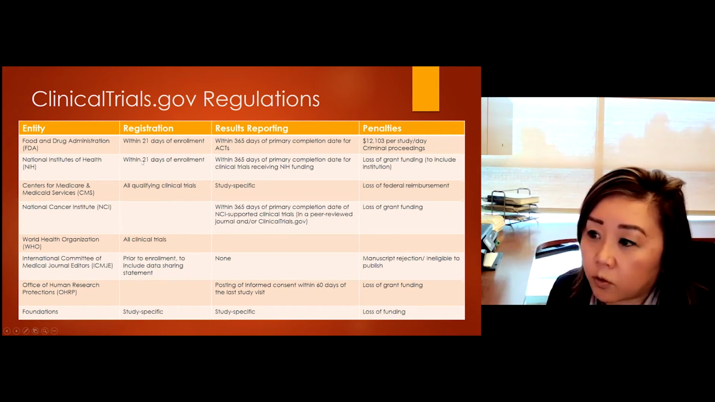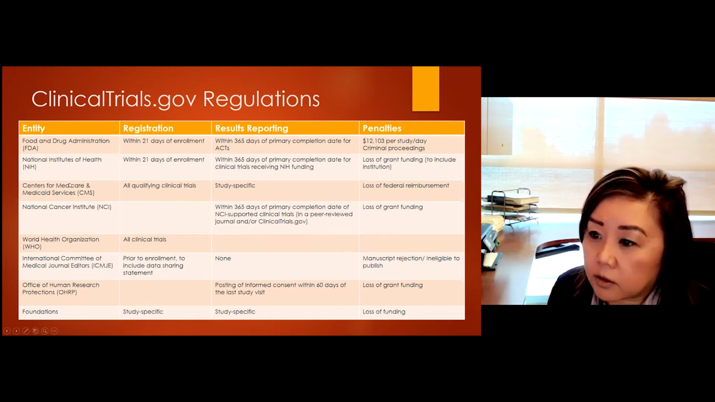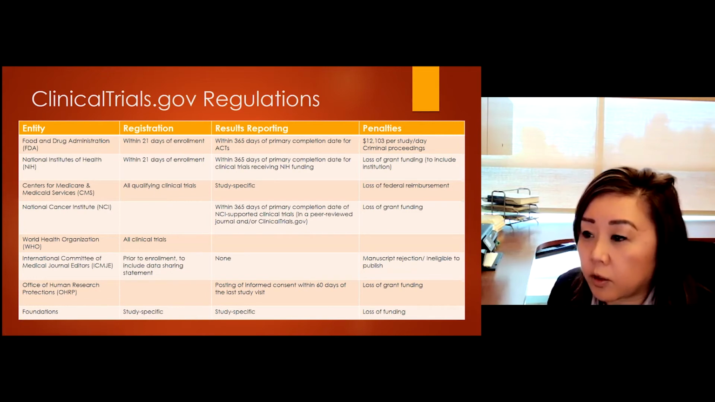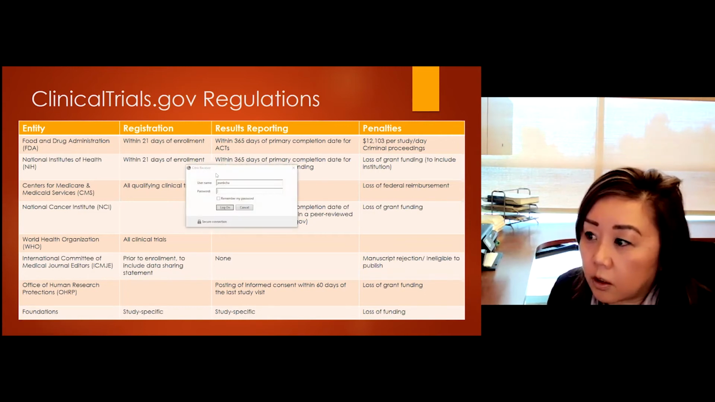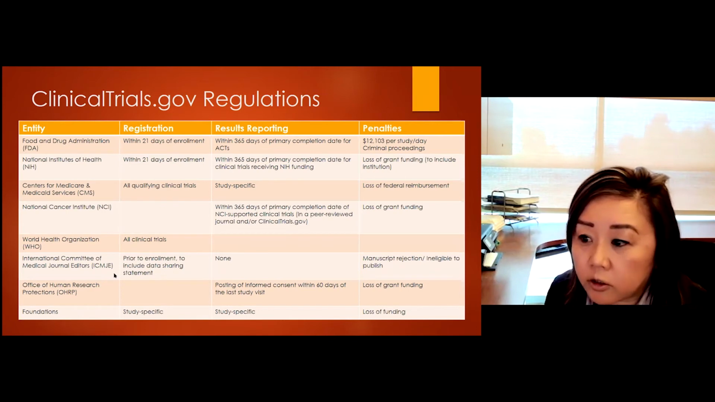FDA and NIH will require registration within the first 21 days of enrollment, whereas some of the other agencies may not have a specific timeline. The biggest difference here is the 21 days within enrollment of your first participant, and then ICMJE indicates prior to enrollment. So those are the biggest differences between the agencies. But if in doubt, to be on the safe side, you want to register prior to enrollment to meet all publication requirements.